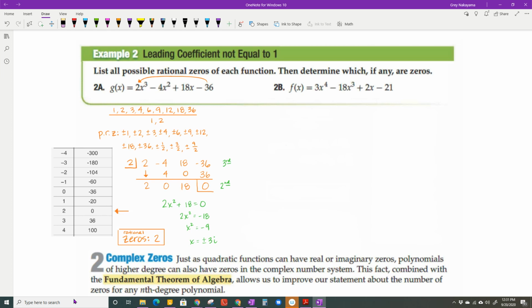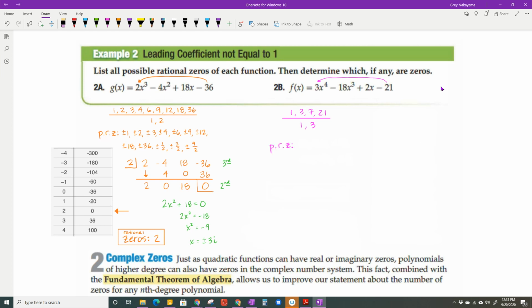All right, next one, 2b says f of x equals 3x to the 4th minus 18x cubed plus 2x minus 21. So again, I'm going to put the factors of 21 over the factors of 3. The factors of 21 are 1, 3, 7, and 21. Factors of 3 are 1 and 3.